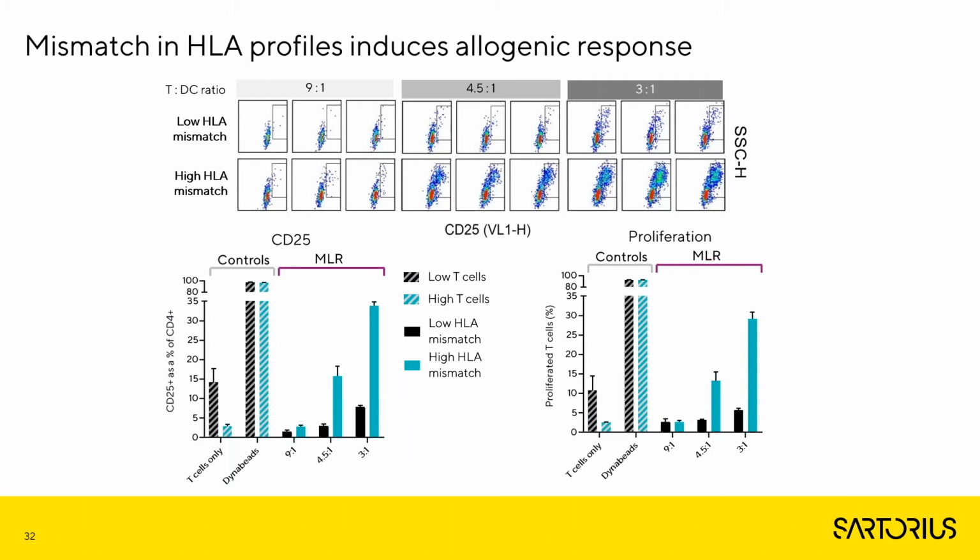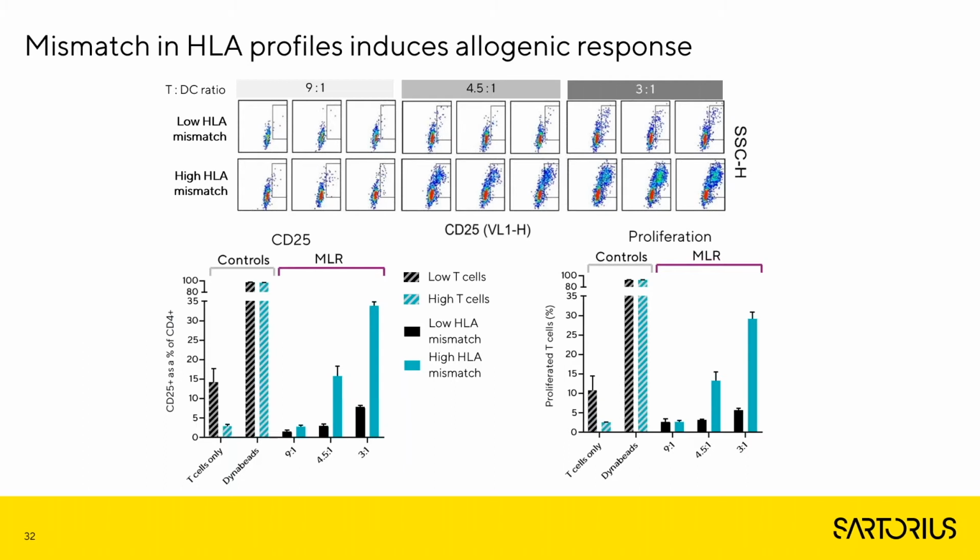The T cell donors we used were selected based on the level of mismatch between their HLA alleles and the DCs. One of the T cell donors was similar in HLA profile to the DC donor. This was the low mismatch pair, whilst the other T cell donor had a largely different HLA profile, and this was the high mismatch pair. The cells were co-cultured at a range of T cell to DC ratios, and then the T cells in monoculture with and without CD3, CD28 dynabeads were used for positive and negative controls.